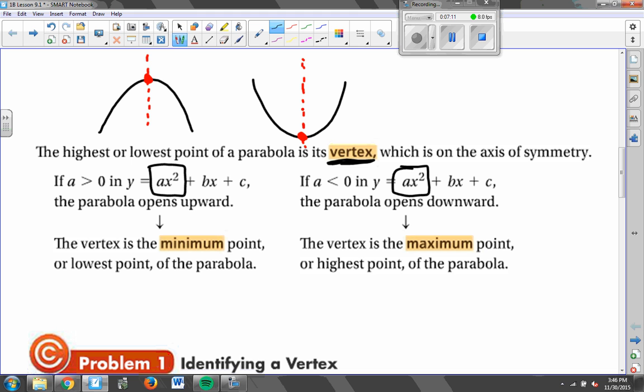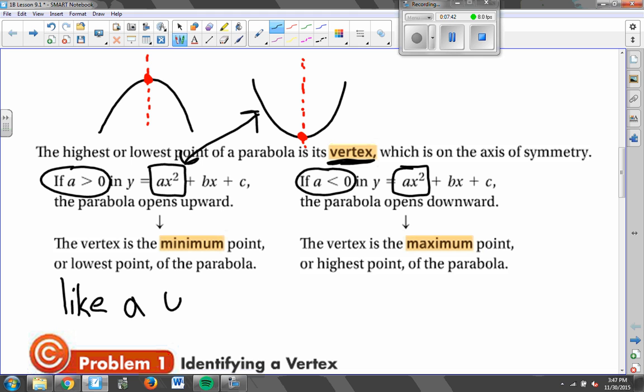Remember that a is the one that comes right in front of the x squared. If that number in front of the x squared is positive, that means it's going to look something like this. It's going to be this one over here. The parabola opens up like a U. I'm going to write that down here. This one's like a U. This one over here is the opposite. If a is negative, that's that number in front of the x squared, if that's negative, the parabola opens downward like an N. Okay? Like an N.